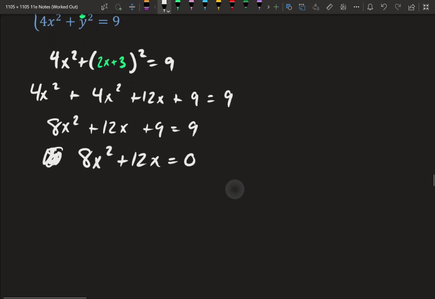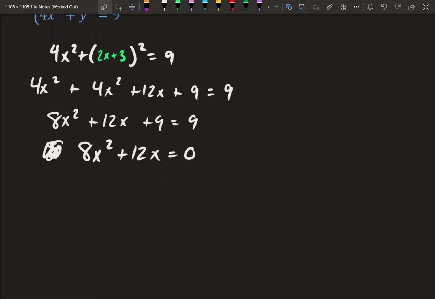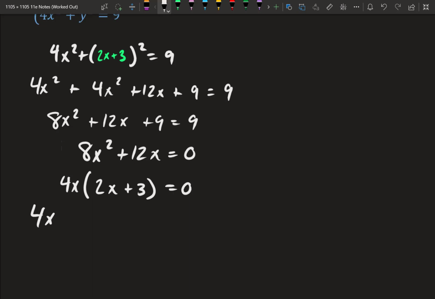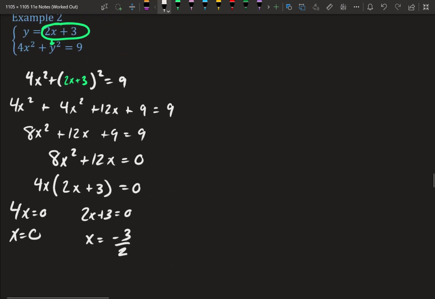And now I'm going to factor. So these have 4 and x in common, so I'm going to take it out. I'm going to set these to 0. So we have x equals 0 and x equals negative 3 over 2. You know how to solve for x. It's negative 3 over 2. So I need to plug these both in.